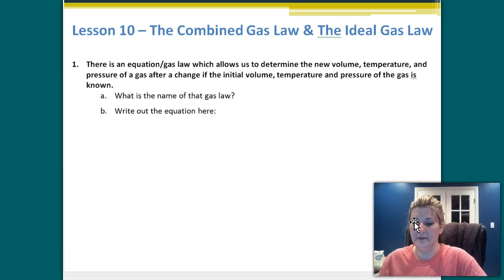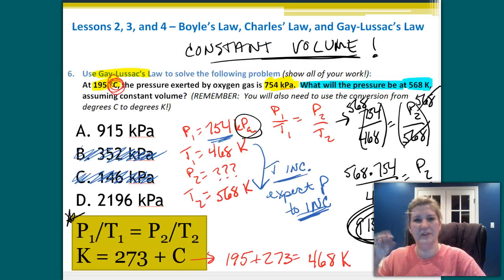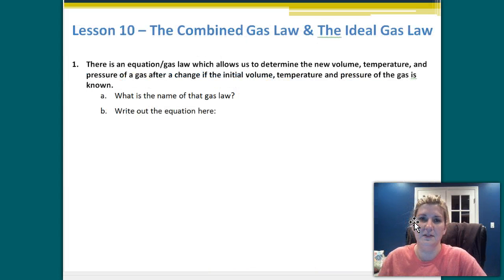We skipped from lesson 4. Somewhere in there we did a lab, and I don't think there were any other lessons. But we skipped in number order all the way to lesson 10 in this unit, where after the individual gas laws, we talked about the combined gas law and the ideal gas law in one lesson.